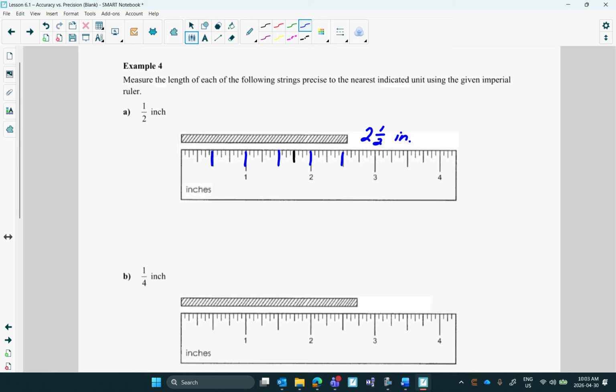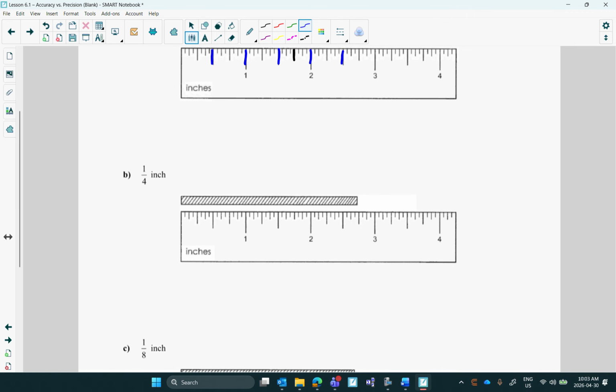Okay, what if we did 1/4 inches? 1/4 inches are these ones that break it up into fourths. How about this one? Where am I at? Well, we got 2, 1/4, 2/4, 3/4, right? That would be the closest we could get.